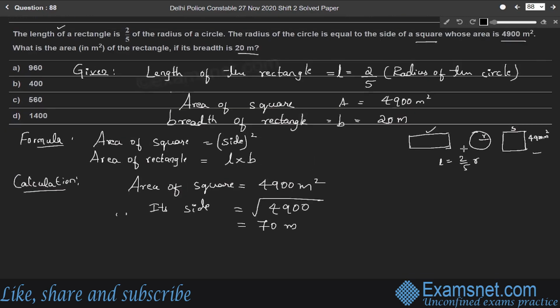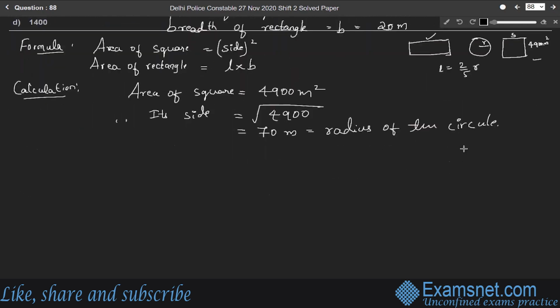According to the question, the side of the square is equal to the radius of the circle. Right. So according to the question, the length of a rectangle is 2 by 5 times the radius of the circle. Therefore, the length of the rectangle is equal to 2 by 5 times the radius of the circle.